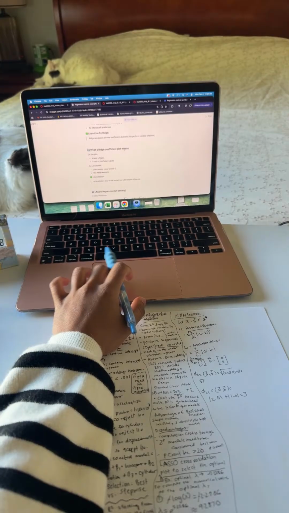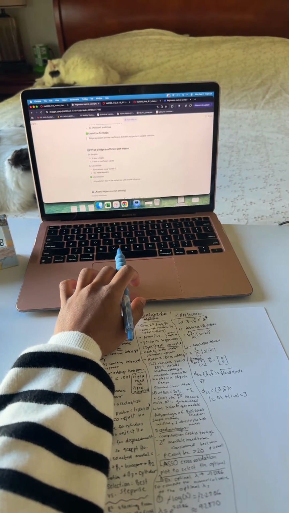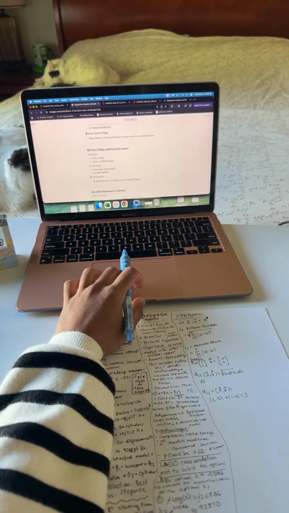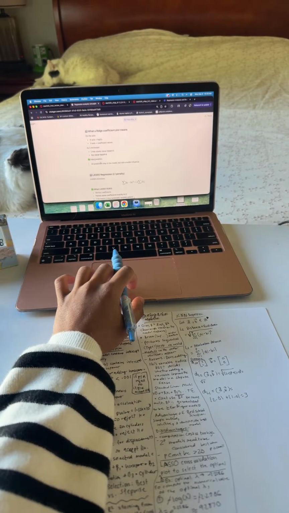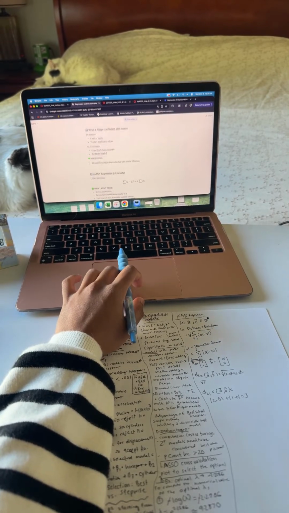So what does the ridge coefficient plot mean? On the plot, the x-axis is log lambda, and the y-axis is the coefficient values. As lambda increases, the lines slowly move towards 0 but never touch 0, with an asymptote. So the interpretation is that all predictors stay in the model but with smaller influence.